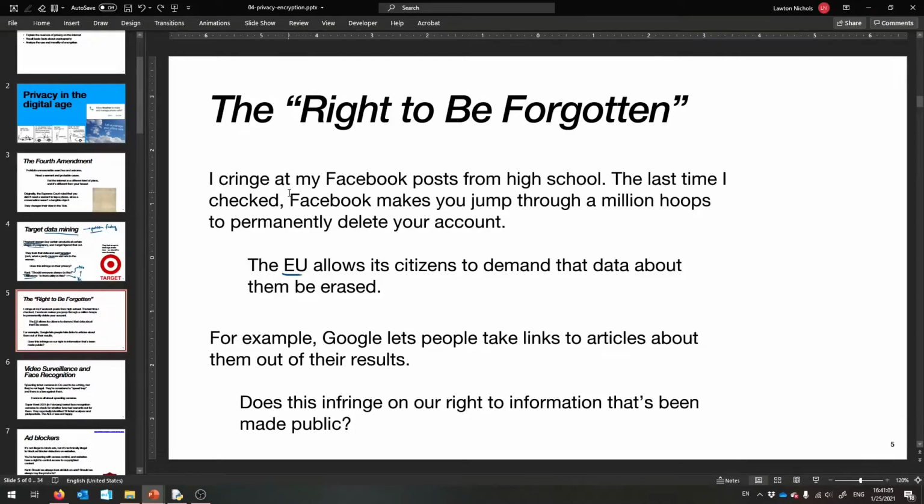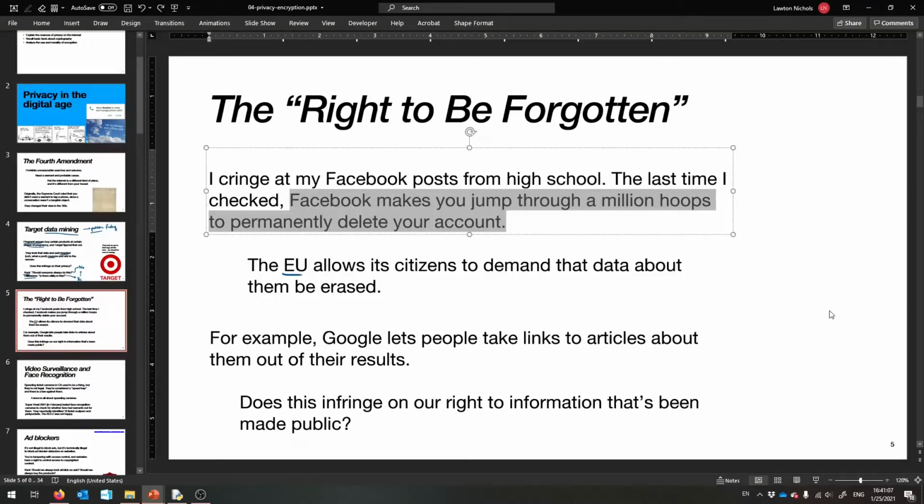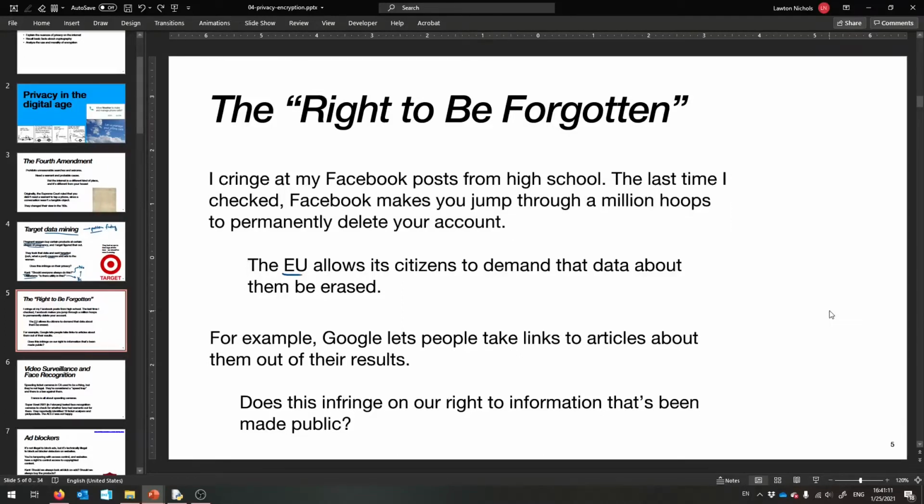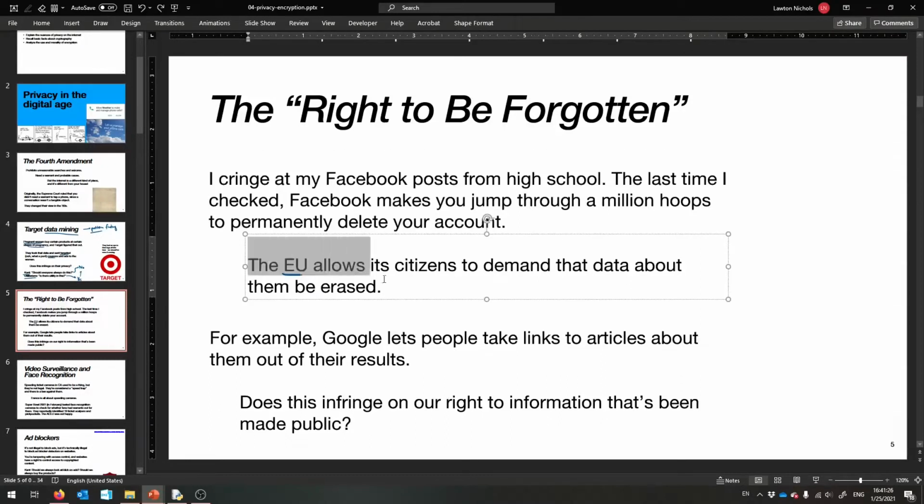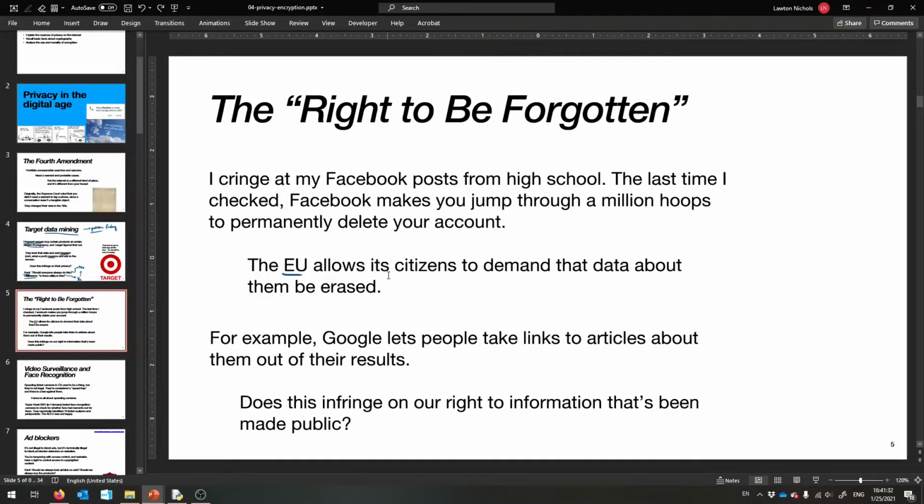Okay, so Facebook, the last time I checked at least, it makes you jump through a million hoops to just permanently delete your account. It's easy to take a little break, but you can still have your account and log back into it and people can still see your stuff. It's all kind of jumbled and not very fun. So, yeah, what the European Union does is they allow its citizens to demand that this data that's stored about them be erased.